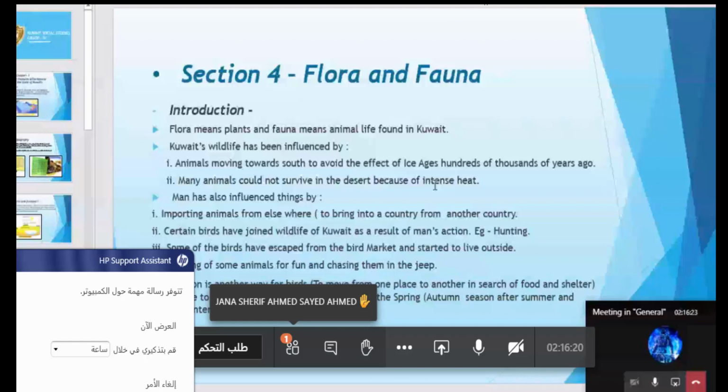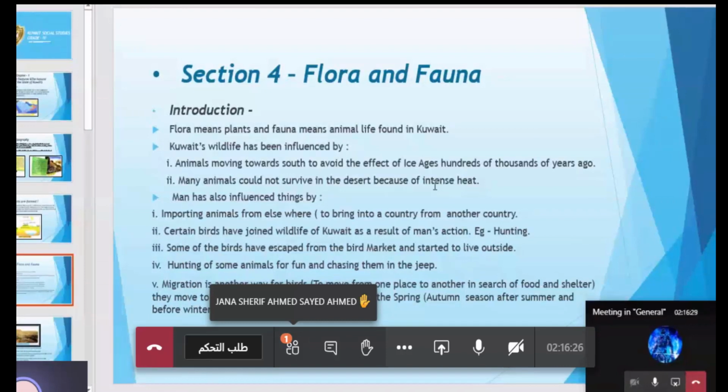Now, wildlife has been influenced by man in many ways. What is happening here is human beings are trying to import animals, that is, they're trying to bring animals from one country to another country. Certain birds have joined the wildlife of Kuwait as a result of man's action, that's hunting. Because people are hunting the animals and birds, once they come to know, they start moving to other places. Some of the birds have escaped from the bird market. You know that.